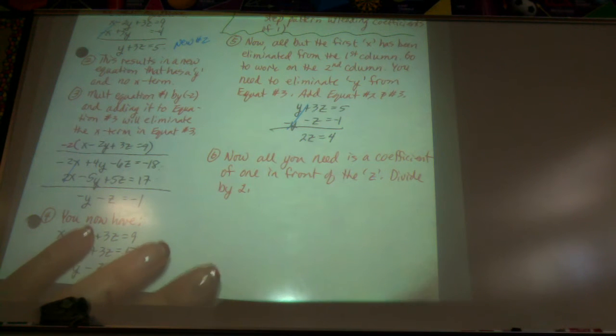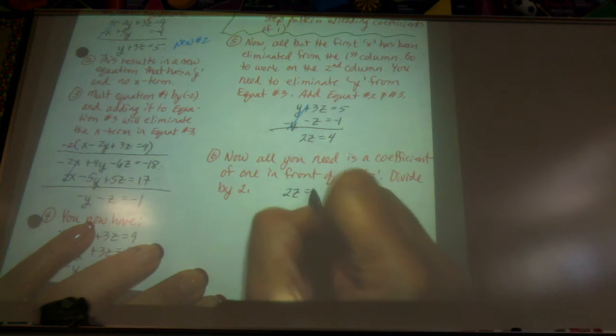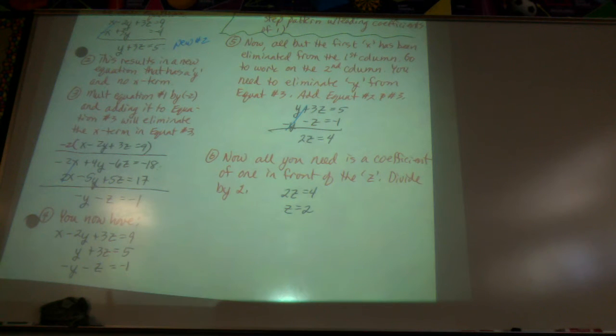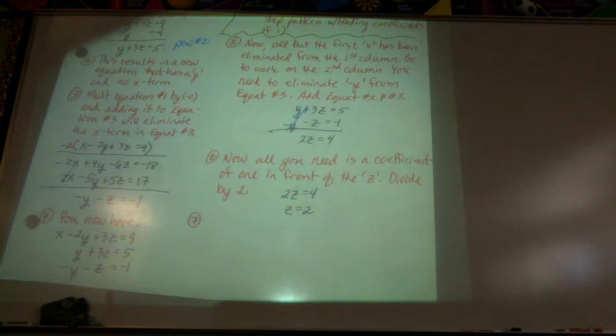So if I divide by 2, I'm just taking 2z equals 4 and dividing it by 2, then I get z is equal to 2. So now I finally have my stair step. So, gotta write small. I've got 3 more comments to go.